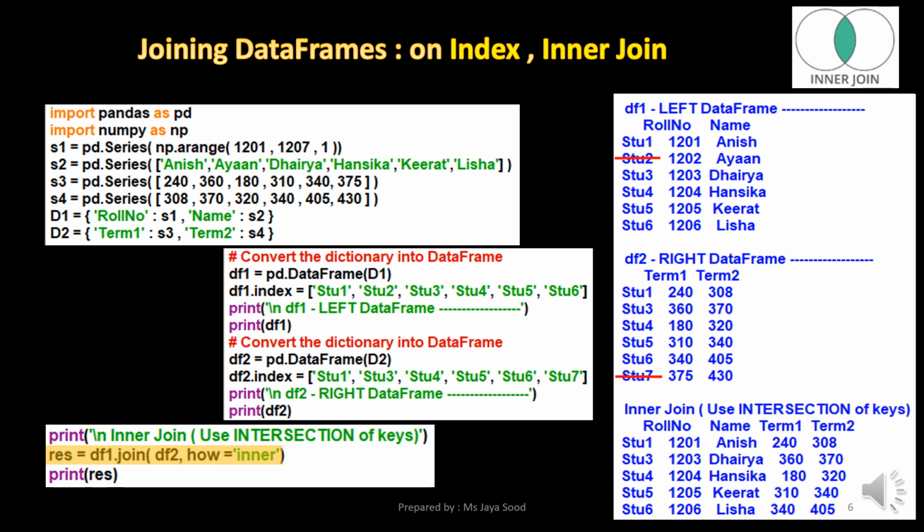Now let us create an inner join for our example. The data frame object res is created by writing the statement df1.join(df2, how='inner'). In this join, only the indexes which are present in both the data frames will be used to join rows. The index stu2, which is not present in the right data frame, is not included in the result. Also, the index stu7, which is not present in the left data frame, is also not included in the result.